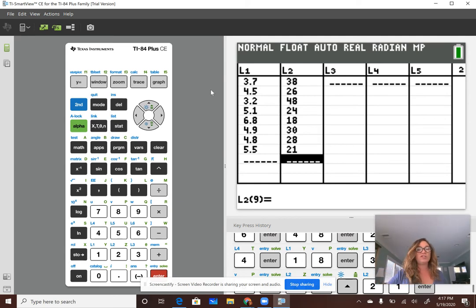Okay, so find the equation of the line of best fit. Enter your data into your L sub 1 and your L sub 2.